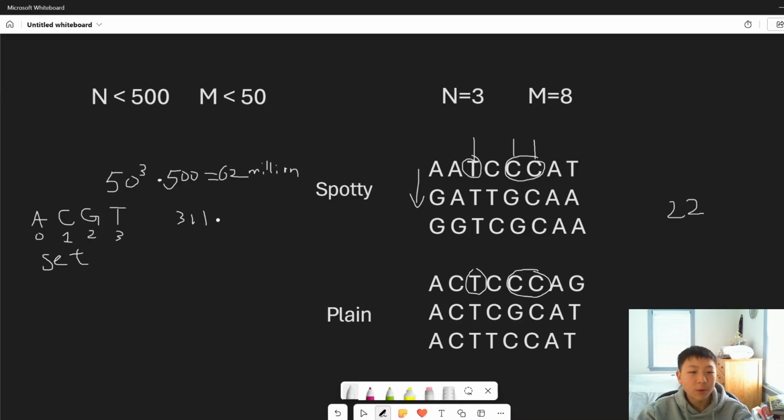And 311, we're going to turn that from base 4 to base 10.